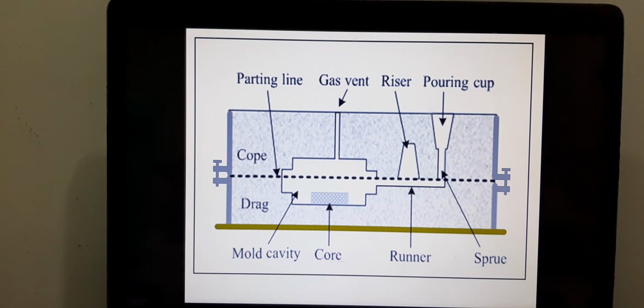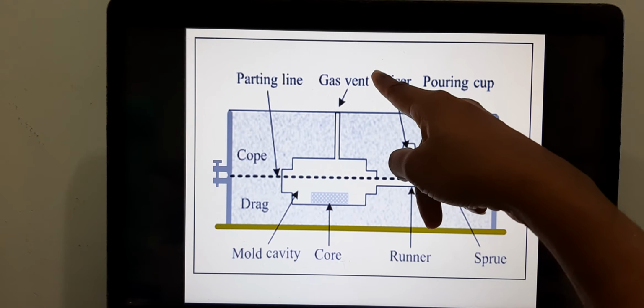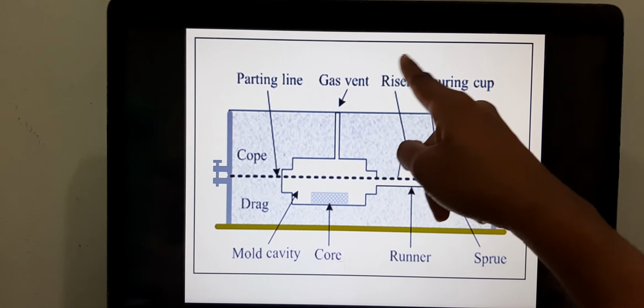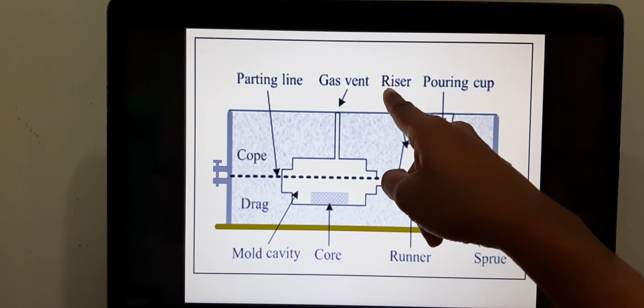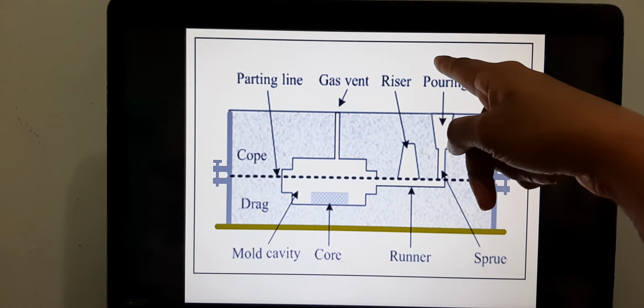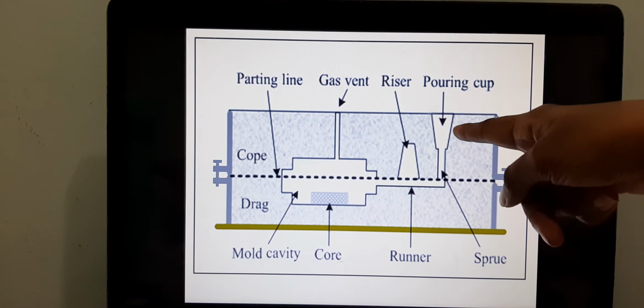Before I end, let me give you a few terms that you need to know. Number one, cope. Cope is the upper half of the mold. Number two, drag. Drag is the lower half of the mold. Then you have the gas vent. The vent is to allow trapped gases to escape. You have the riser. The riser is to compensate for shrinkage. The pouring cup is a medium through which liquid metal is transferred into the system manually.